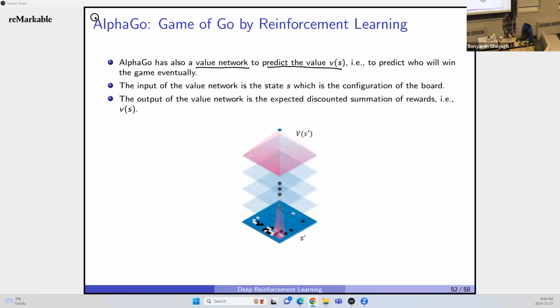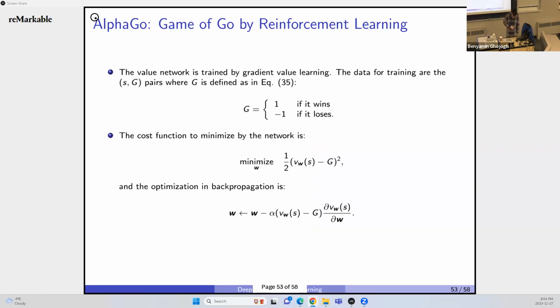So, as I said, how do they train it? The value network is trained by gradient value learning. So basically the data for training are S and G, where G is 1 if it wins. If it loses, again, it's -1, or if it is a draw, -1. Then this is my loss function. What does it mean? This is my value, the output of the predicted value, the output of the neural network. And G is when I win or lose.